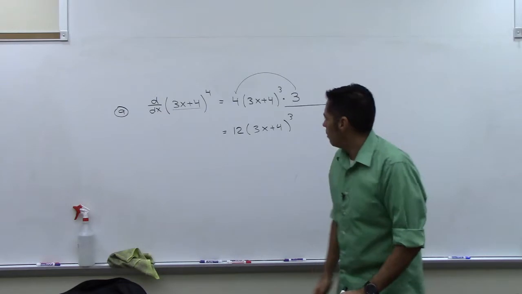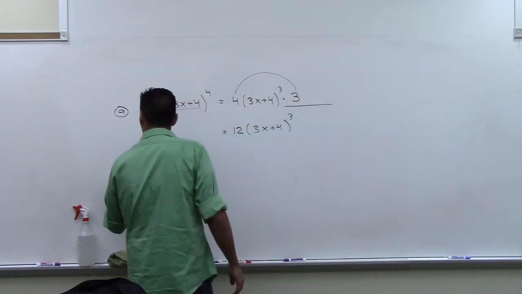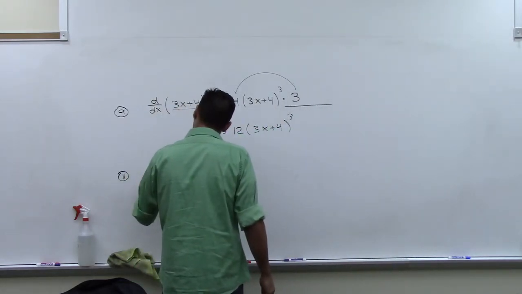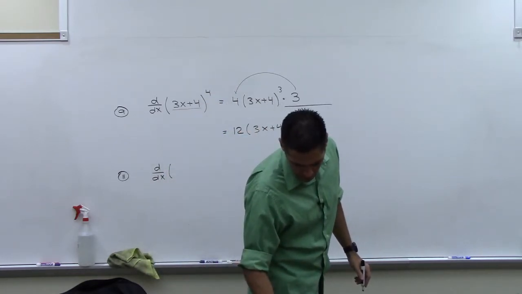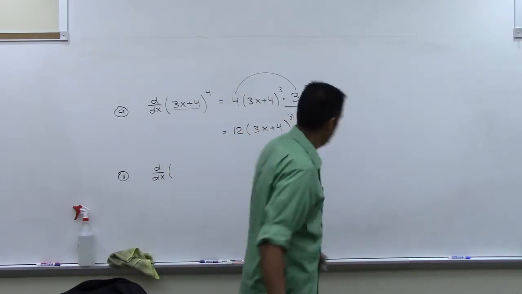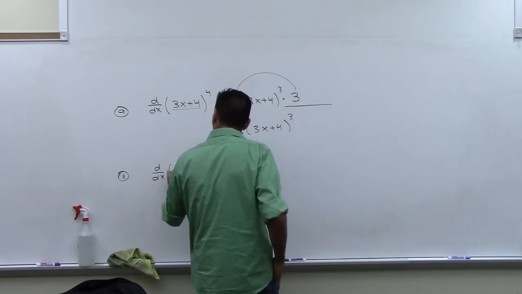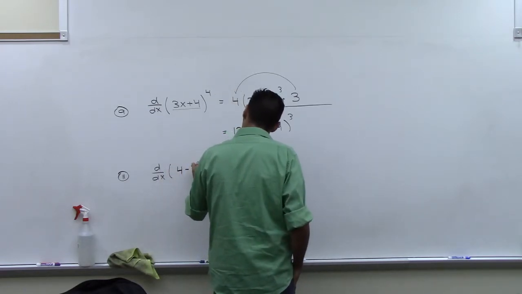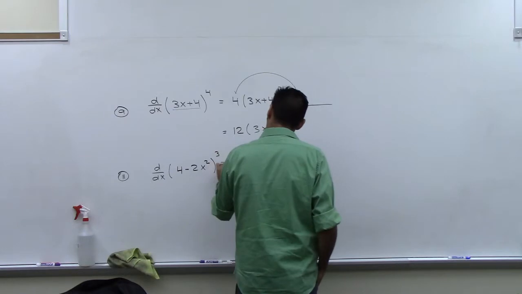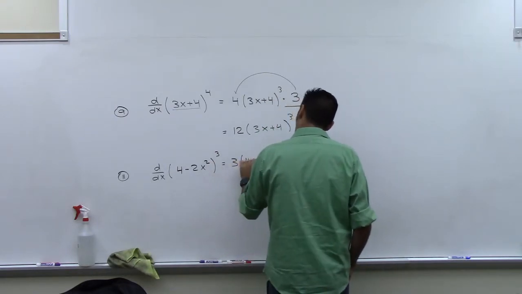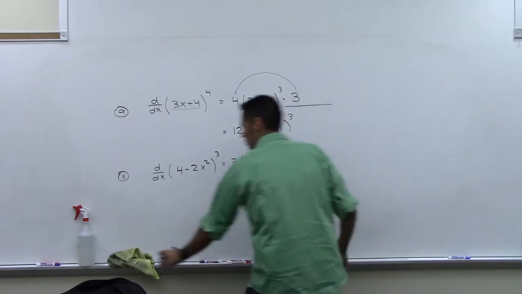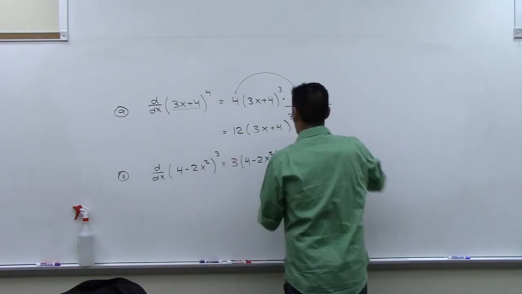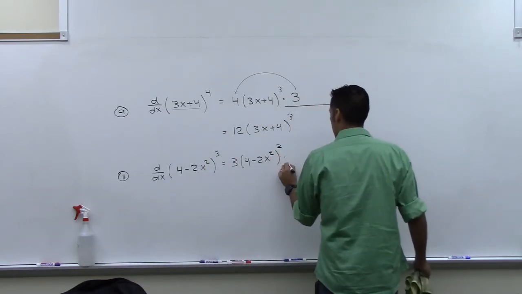All right, now number 11, similar setup. Want the derivative with respect to x of (4 minus 2x squared) cubed, and that's equal to 3 times (4 minus 2x squared) squared. And then times, now they want us to fill this in.